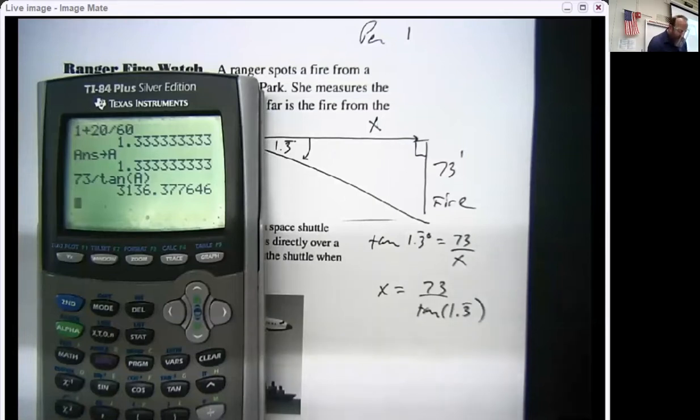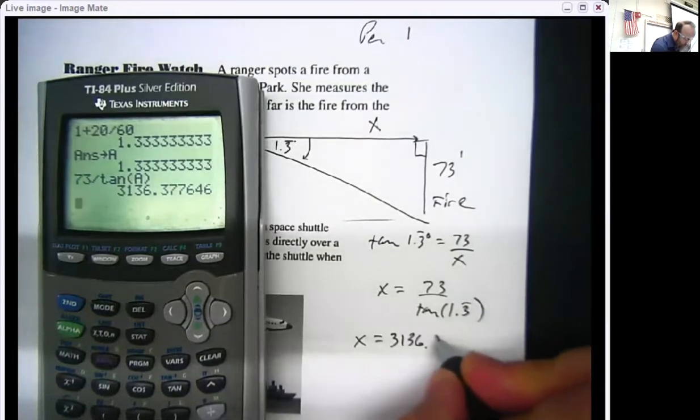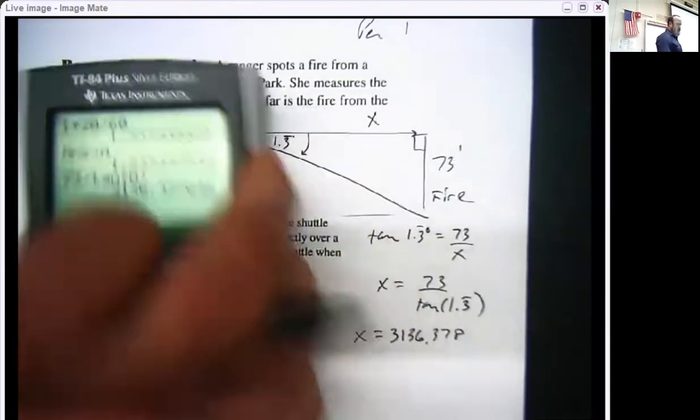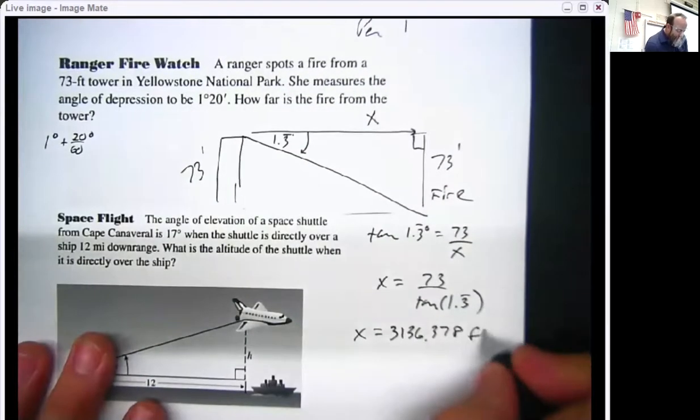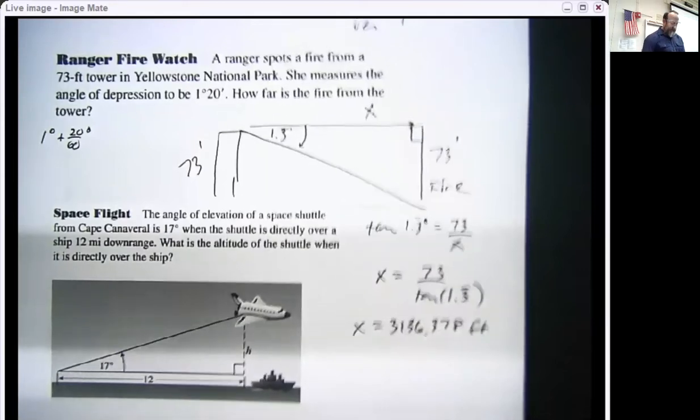So keep in mind units, 3136.378 what? Feet. So she's a little more than half of a mile away from that particular fire. And boy, I tell you, with the fires that we've been having, if you're within half a mile of a fire, you better get out. You're going to have a problem pretty quick because those things seem to jump quick around now.